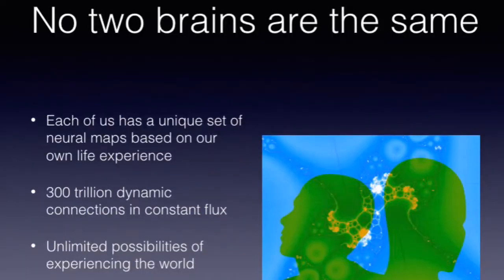So I said before that every experience you've ever had in your life is basically encoded in your brain in the form of a neural map. What that means is that no 2 brains are alike, that each one of our brains is fundamentally different at a neurological level. In fact, there's a neuroscientist named John Rady who has estimated that there are more ways to connect the neurons in the human brain than there are atoms in the universe, which is really a mind-boggling concept. There are over 3 trillion dynamic connections in constant flux in your brain, which means that there are unlimited possibilities for perceiving the world, for perceiving reality.